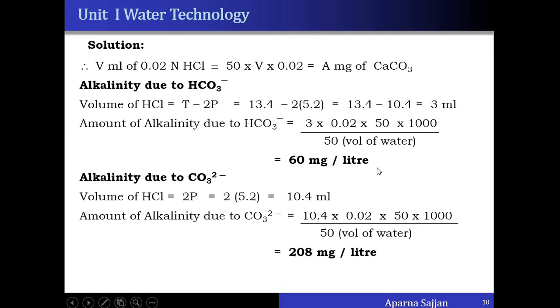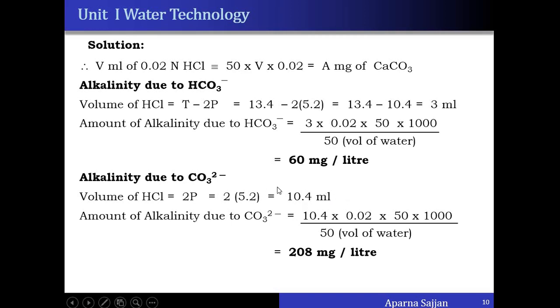Next, we have to calculate the amount of carbonate alkalinity. For that, volume of HCl consumed is either total volume or 2P. So 2 into P is 5.2, that is 10.4 ml. 10.4 ml of acid was used for neutralizing carbonate alkalinity. So the given total volume is 13.4 ml.